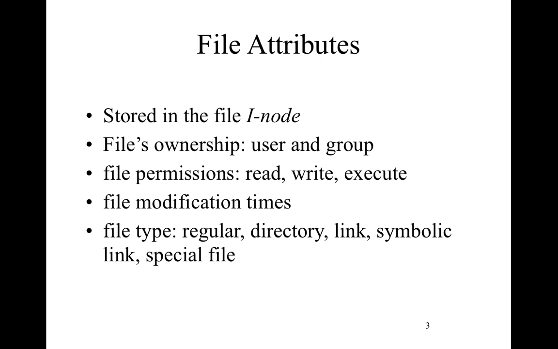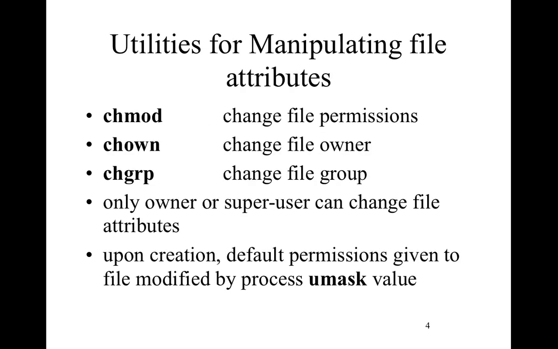So we have the file owners, and we have the file permissions. We have file modification times that are given to us by the system time. And then we have the type of file that we're looking at that's also changeable. So we can change a regular file into a directory, or a link to a symbolic link to a special file. We don't want to, because then we're going to confuse the system and we're not going to know what we're working with, but we could essentially.